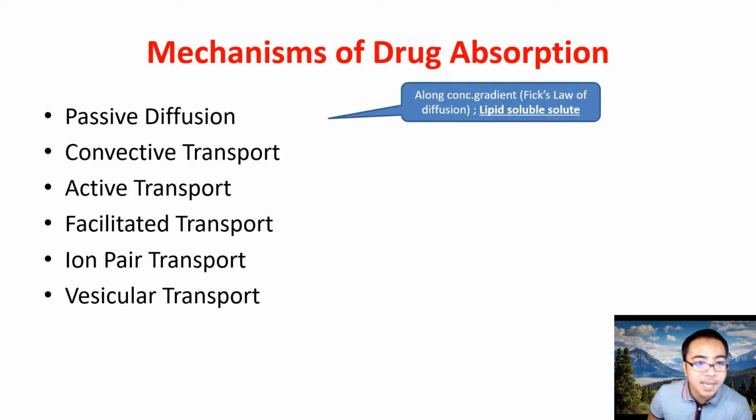This is a mechanism, class, wherein a drug simply goes with the concentration gradient. Meaning it moves from an area of high concentration to an area of low concentration. And this is the type of mechanism of absorption that drugs use when they are lipid soluble. So it simply enters the cell to create a response, since it's lipid soluble, it can easily pass through the cell membrane, and it simply goes with the concentration gradient.